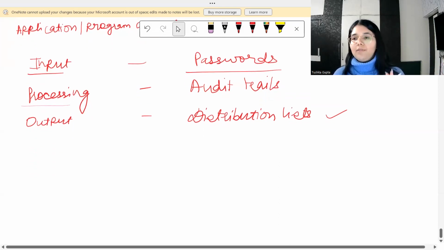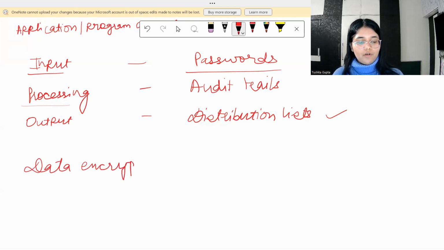And the last term that we have in this chapter is data encryption. You would have read this term hundreds and thousands of times on WhatsApp. On WhatsApp, it usually says that your chats are now end-to-end encrypted. That means not even WhatsApp can read what you're talking about. So data encryption is exactly this.